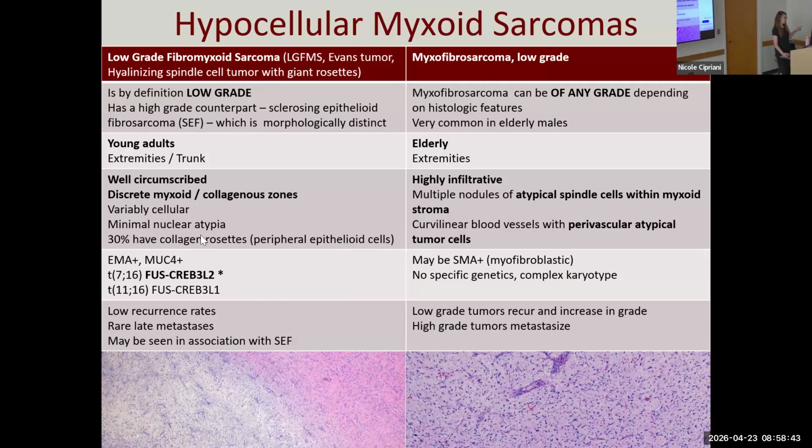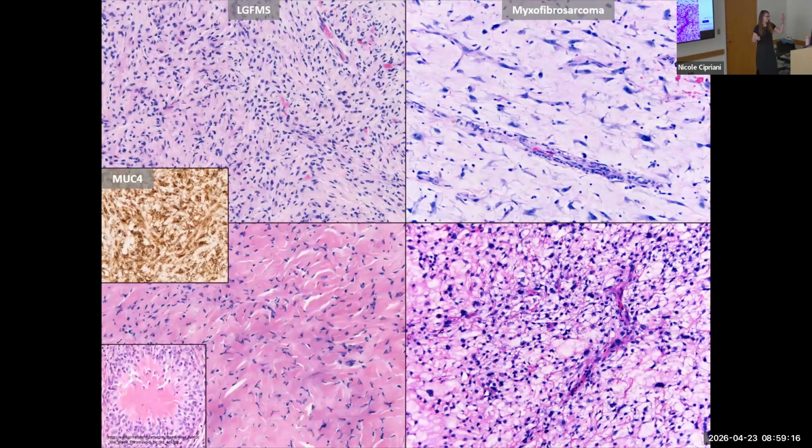Not all of them have collagenous rosettes. Even though this used to be called hyalinizing spindle cell tumor with giant rosettes, only very few of them have those rosettes. They do have EMA and/or MUC4 expression, and FUS-CREB3L2 is the most common gene fusion. However, you can have late metastases in LGFMS, so these patients are monitored long-term. Myxofibrosarcoma, generally treated with resection and/or neoadjuvant chemo if it's high grade, and they recur. Here's a comparison, right, between LGFMS and myxofibrosarcoma, with LGFMS on the left and, on the right, showing the cellular features and the atypia of myxofibrosarcoma.